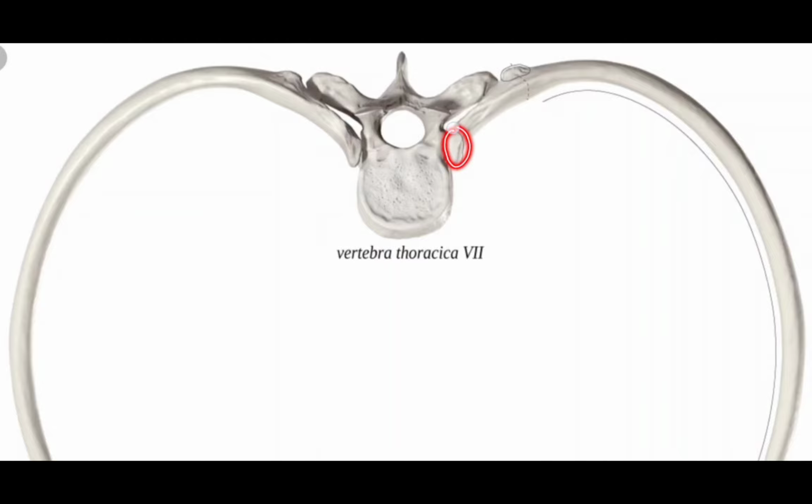So this part over here is the head. This part over here where the rib is joining with the transverse process of the vertebrae, this is the transverse process of the vertebrae, and this joint over here is known as the neck. And then we have this part over here, the bumpy area, if you can see, this is called the tubercle.